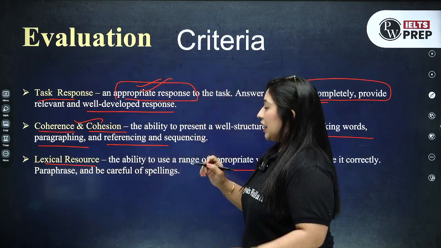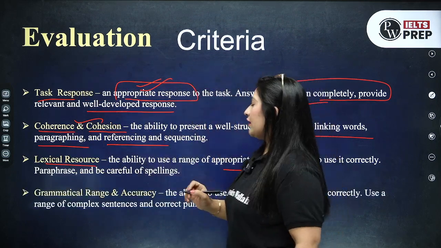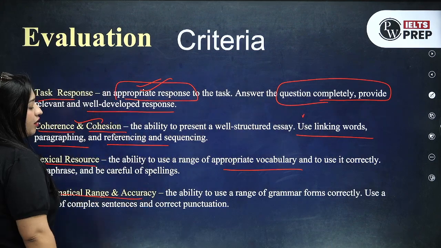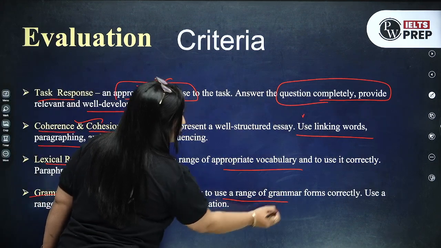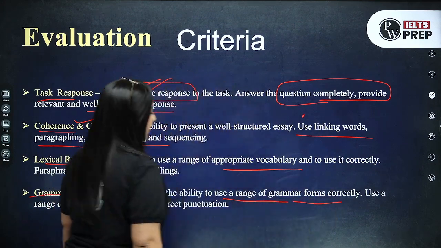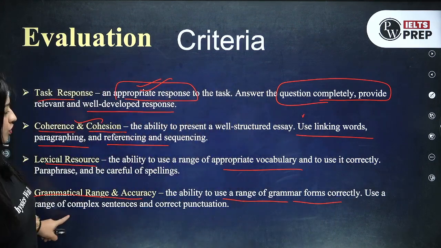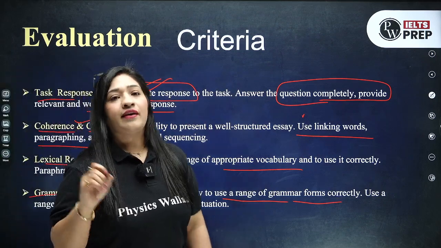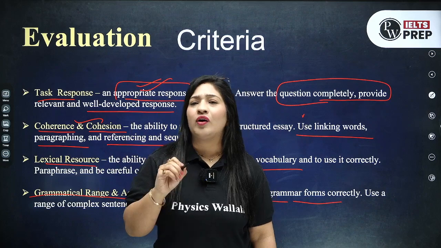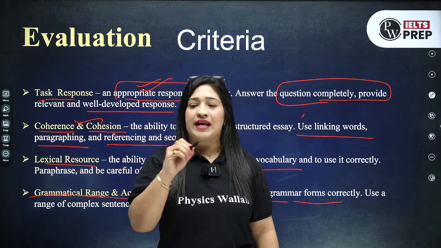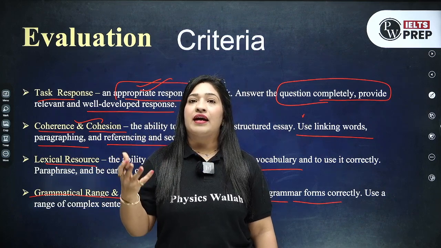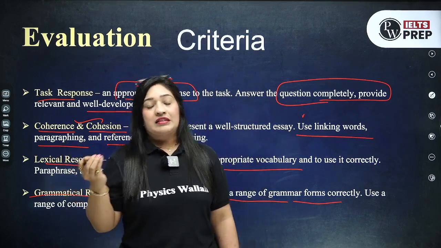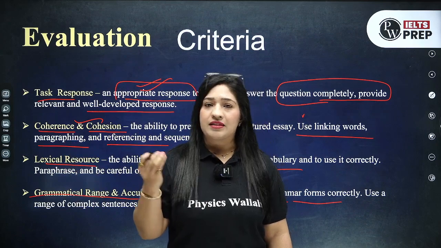that. Last but not the least, your grammar range and accuracy. If I talk about the grammar range and accuracy, so here it is the ability to use a range of grammar forms correctly, use a range of complex sentences and correct punctuation. So here when you are writing, make sure that you are not writing the same sentence or the same tense again and again. Have some variety by using some complex sentences, some passive sentences, some active sentences. Give that kind of variety.